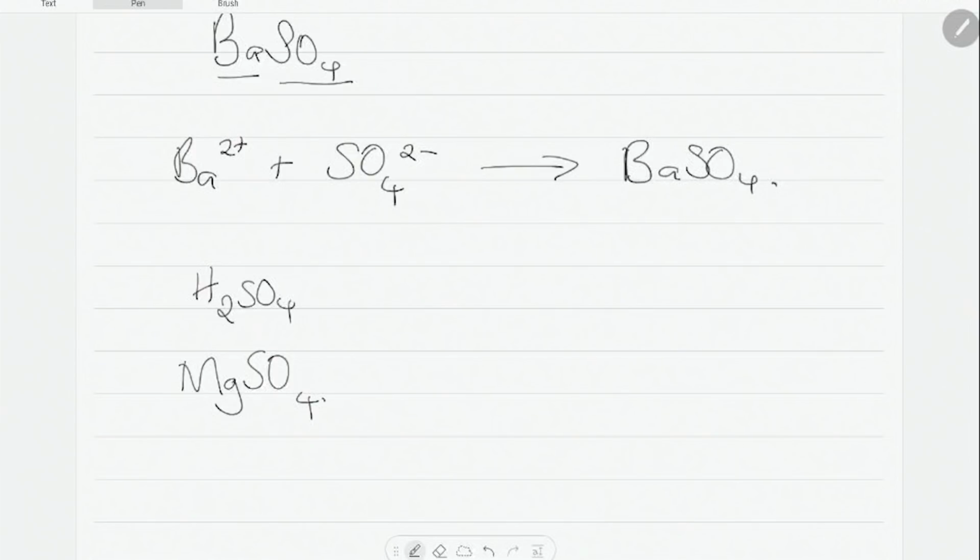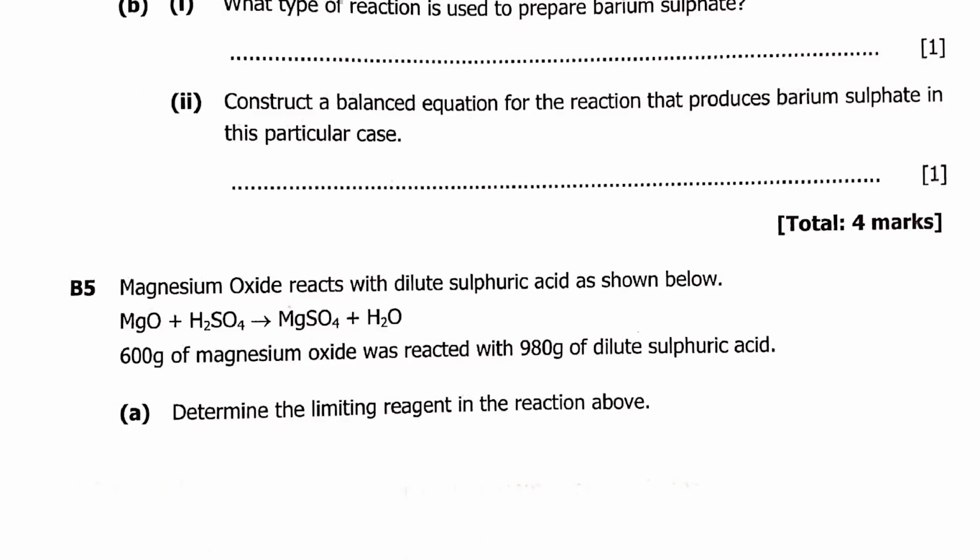So question 5, we go to question 5. Magnesium oxide reacts with dilute sulfuric acid as shown below. Magnesium oxide plus sulfuric acid will give us magnesium sulfate plus water. 600 grams of magnesium oxide was reacted with 980 grams of sulfuric acid. A, determine the limiting reagent in the reaction above.